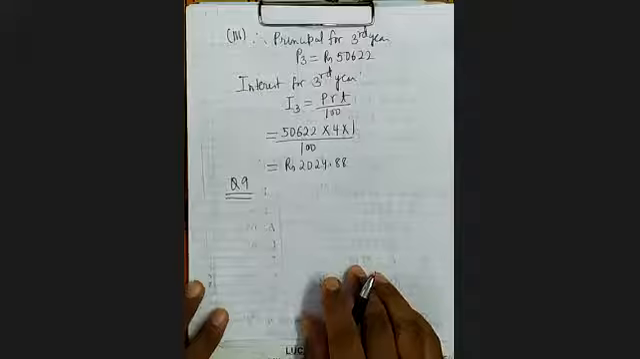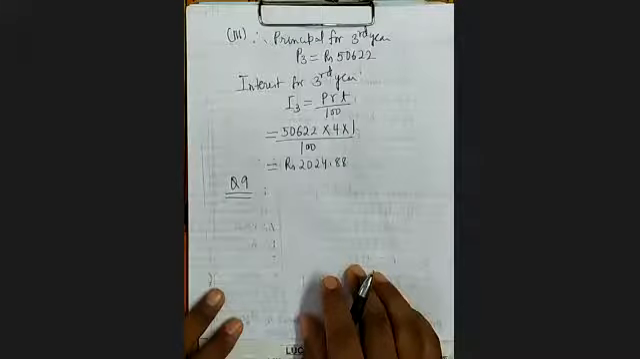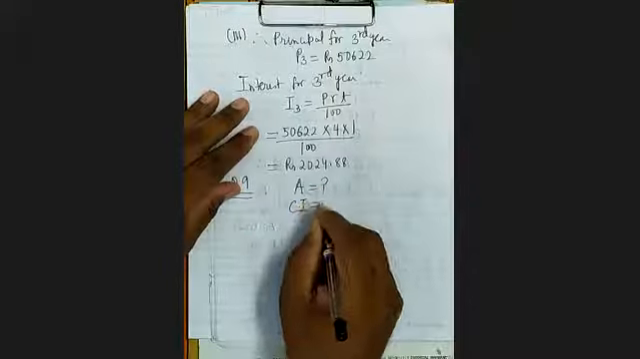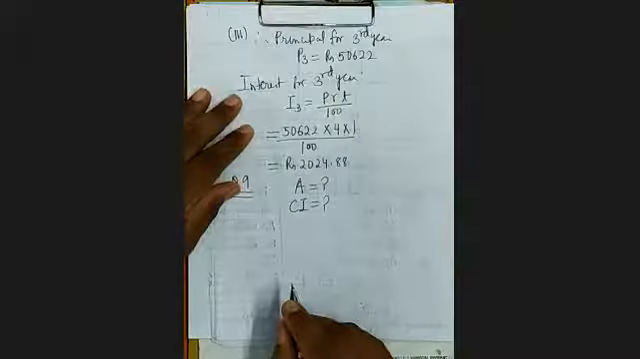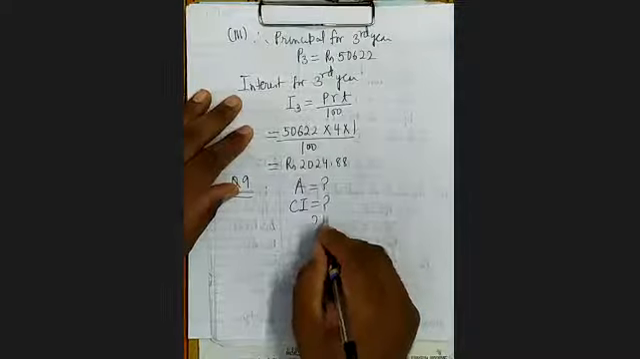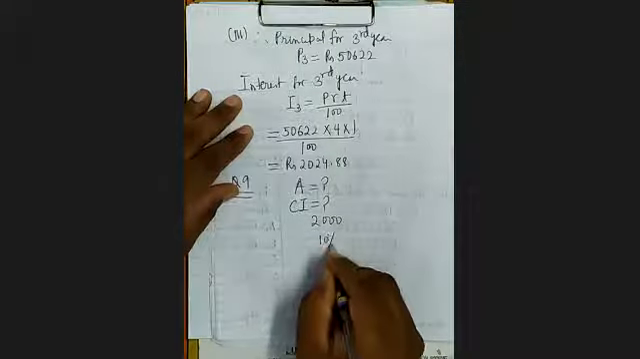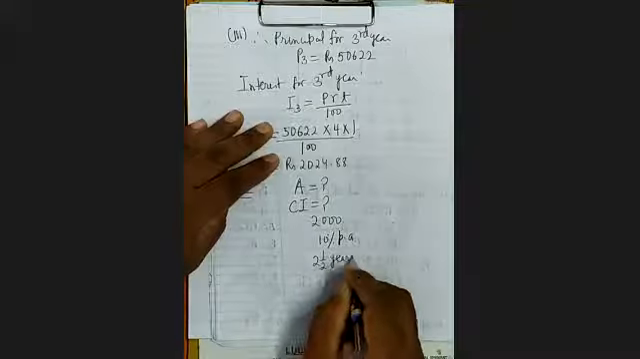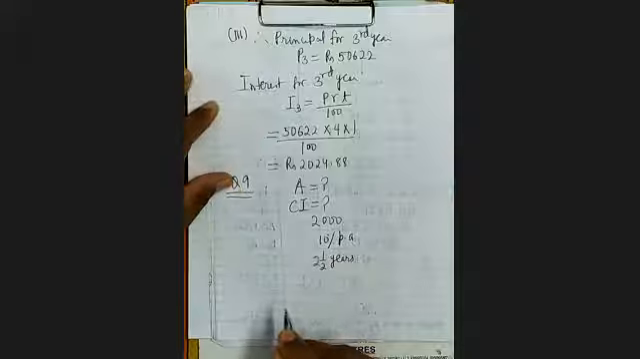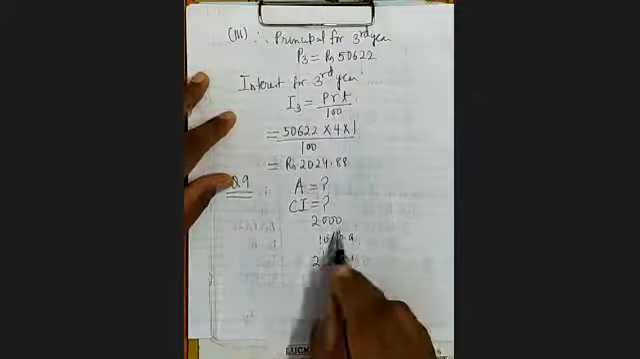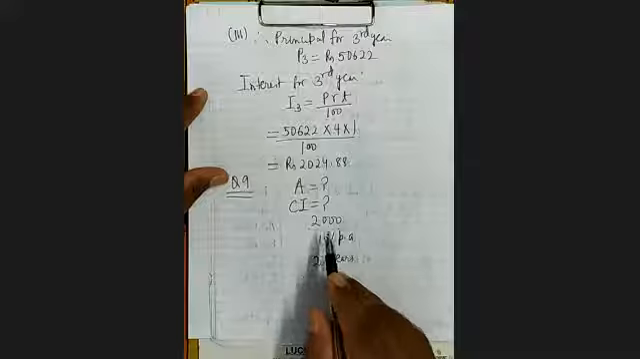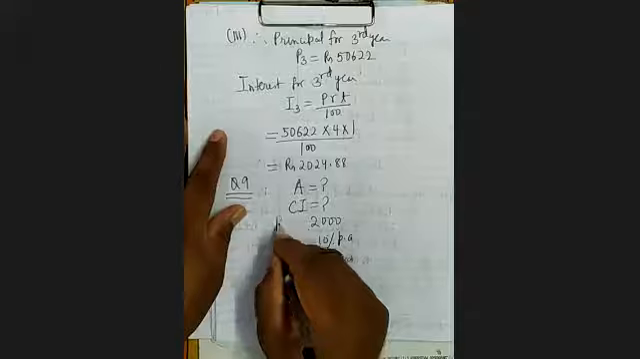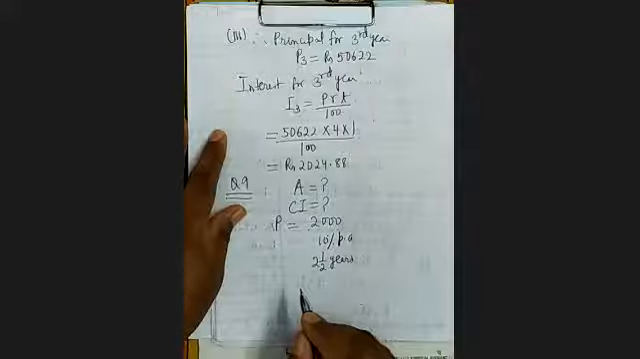Next question is question number 9. Find the amount and compound interest. Means you have to find amount, A, and compound interest, CI, on rupees 2000 at 10% per annum for 2 whole 1/2 years. It's compounded annually. So on rupees 2000, what is 2000? It is the principal. What is 10%?